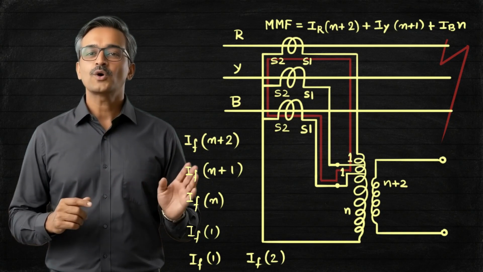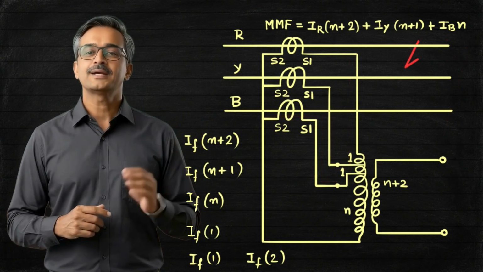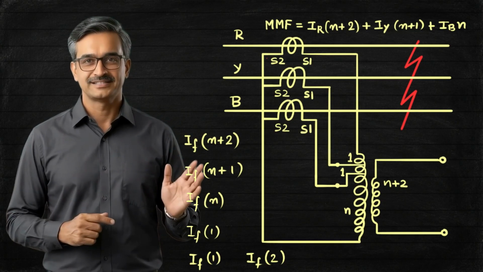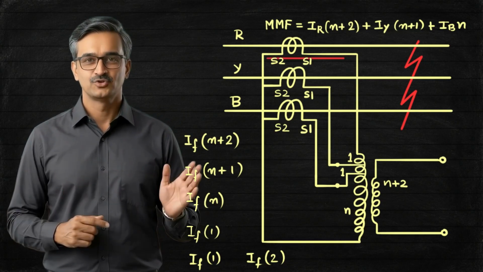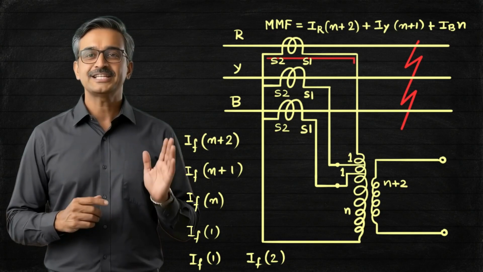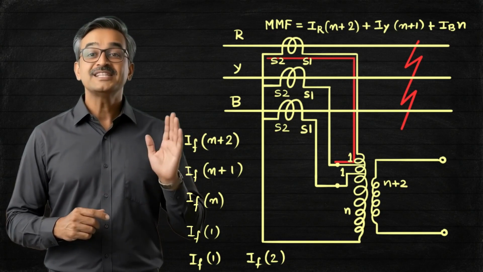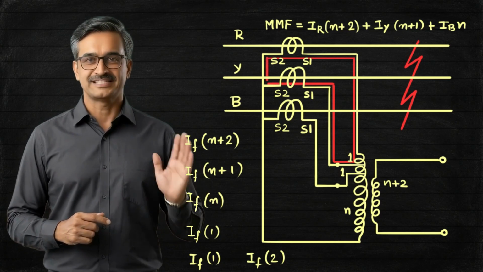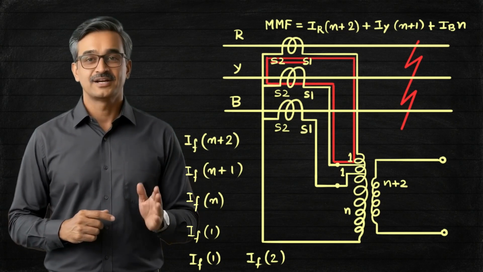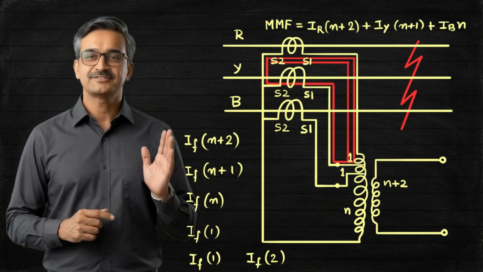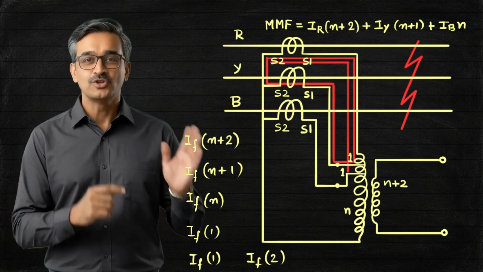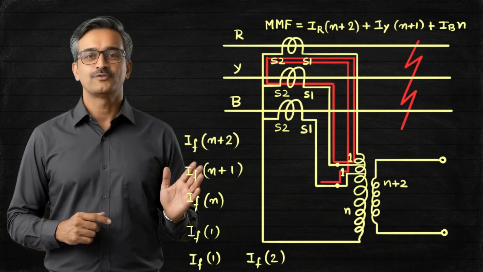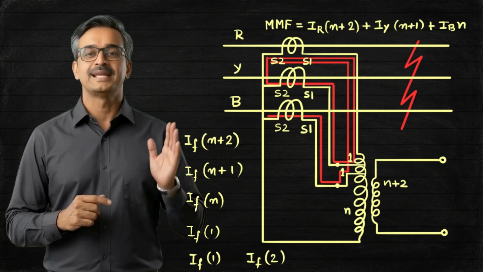Now, suppose all three phases are short-circuited together. In that case, there will be three circulating fault current paths. One current will circulate through the secondary winding of the red phase CT, pass through one turn of the summation CT winding, and return through the secondary winding of the blue phase CT. The second current will circulate through the secondary winding of the red phase CT, pass through two turns of the summation CT winding, and then return through the secondary winding of the blue phase CT, thereby completing the loop.